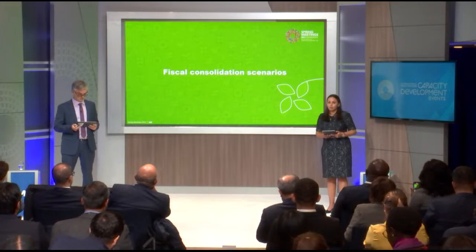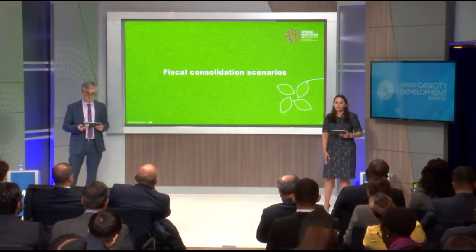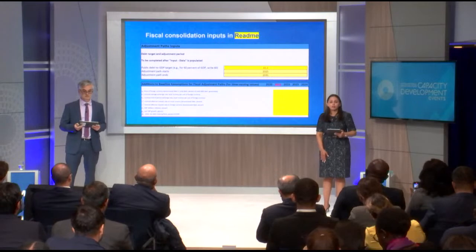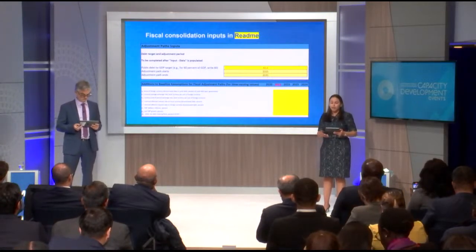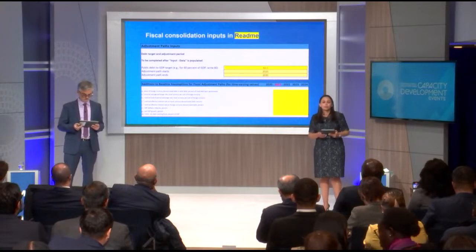The DDT also calculates different fiscal consolidation scenarios. These are particularly useful, for example, if you want to see what specific policies would help you achieve a specific defined debt to GDP target, debt to GDP ratio, which is, for example, related to fiscal rules. Under the adjustment paths input, you need to specify which is the public debt to GDP target which you would want to test. In there, you also need to incorporate when your adjustment path starts and ends.